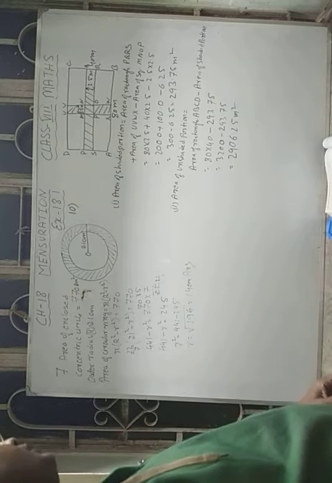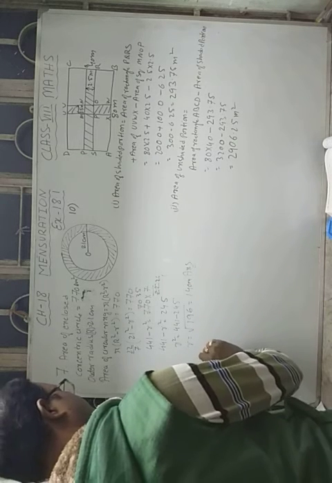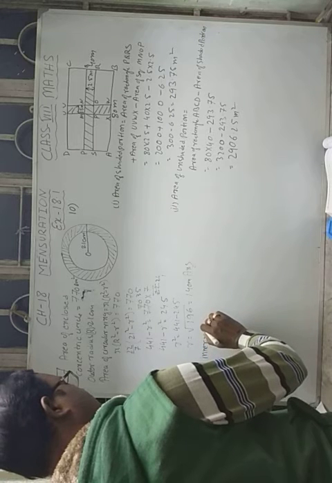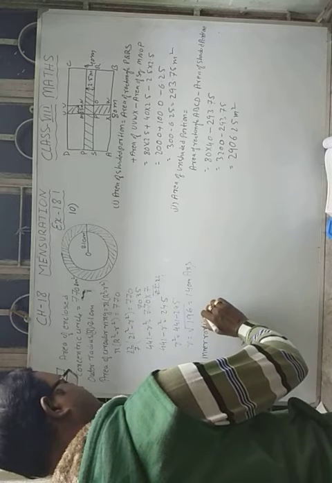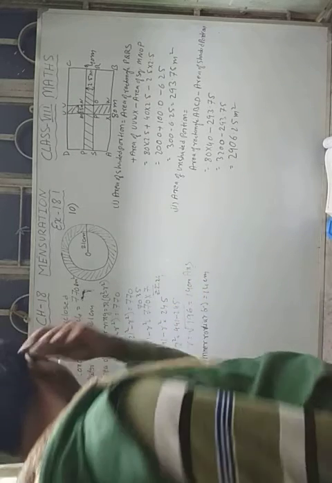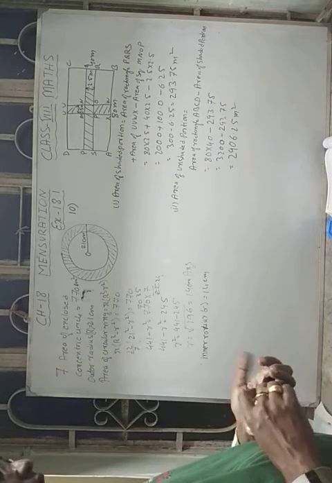Therefore you can say the inner radius r is equal to 14 centimeter. Okay, so this way we have to do the question of this circular ring.